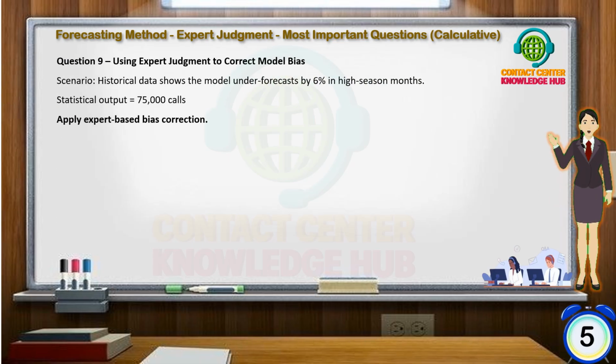Let's solve question 9, using expert judgment to correct model bias. Here's the scenario. Based on historical performance, we've observed a consistent issue. During high season months, the model tends to underforecast by 6%. That means the statistical forecast is lower than reality, so we need to apply a bias correction uplift. The statistical output given is 75,000 calls. Apply expert-based bias correction. Think for a moment.